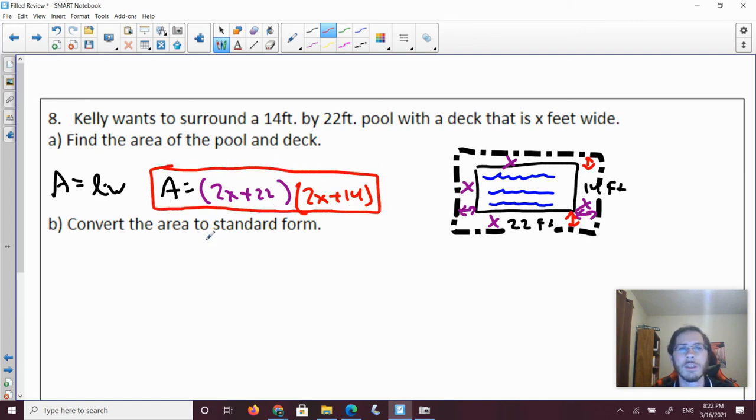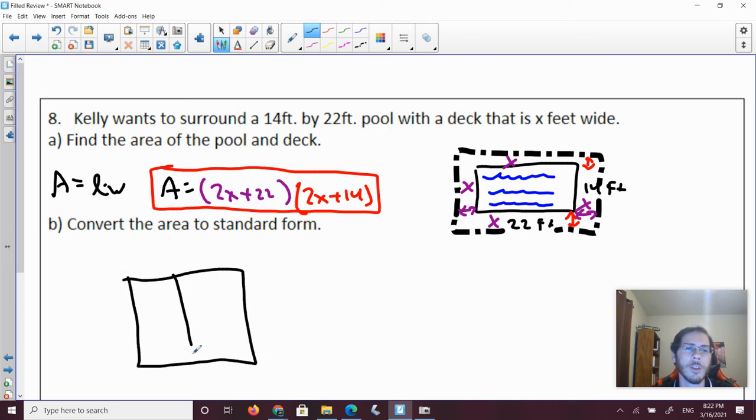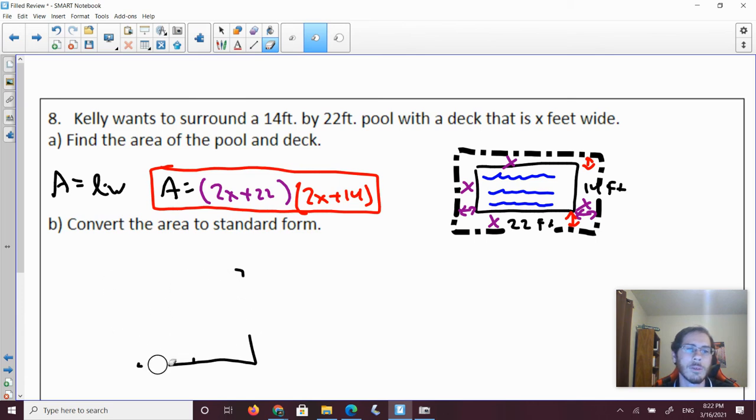Now for part B, it says convert the area to standard form. Well, again, just like we did in one of the previous problems, this is going to be a review from the last unit. So we're going to multiply these. Actually, why don't I do it the other way? Since I did the boxes with the last one, we'll do the arrows with this one. But you could use the boxes if you wanted to.